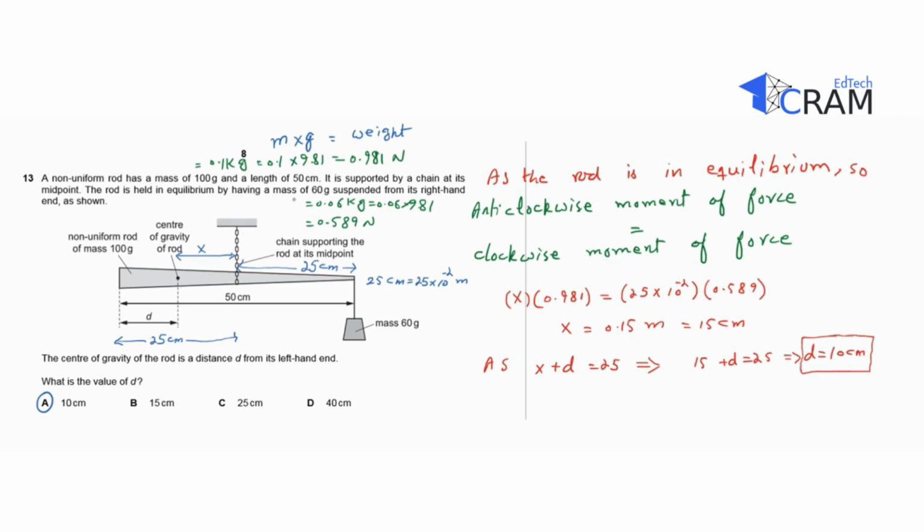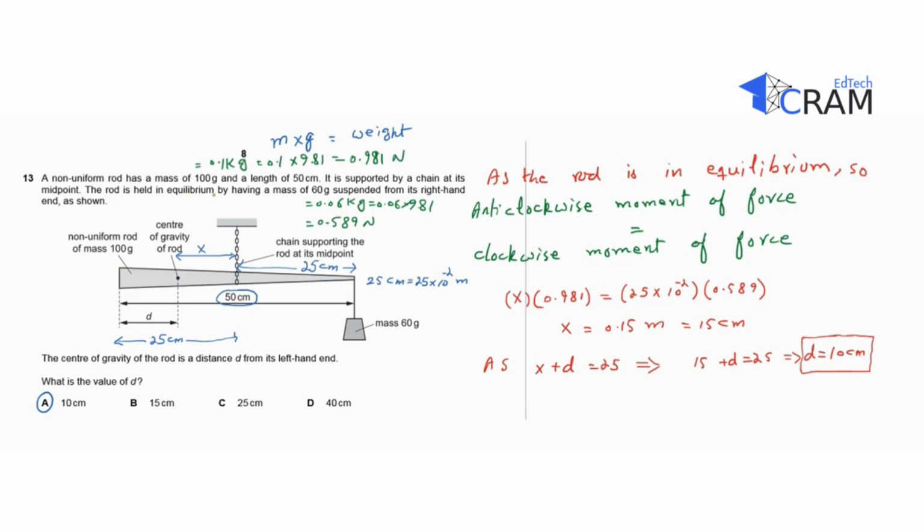So what did I do? I just converted the given mass of the rod into the force, into the weight. And the length is 50 centimeter. You can see here from here to here is the total length, 50 centimeter of the rod. It is suspended by a chain at the middle point. You can see this is exactly the midpoint, so it means 25 centimeter on this side and 25 centimeter on the other side.